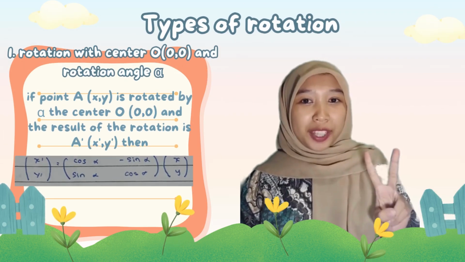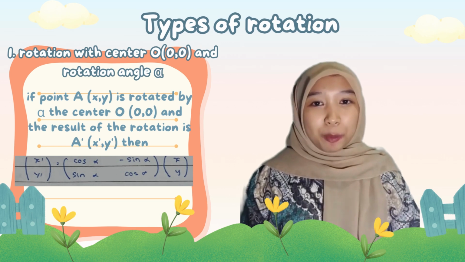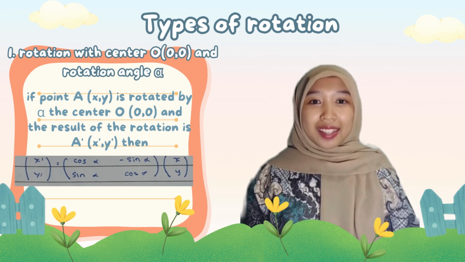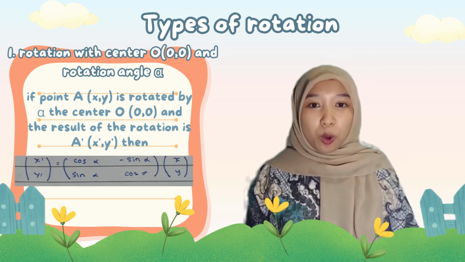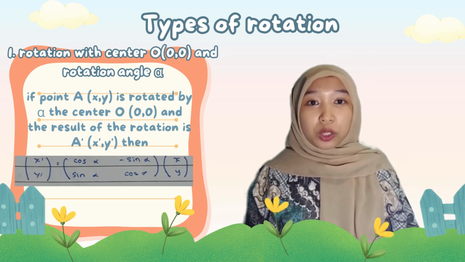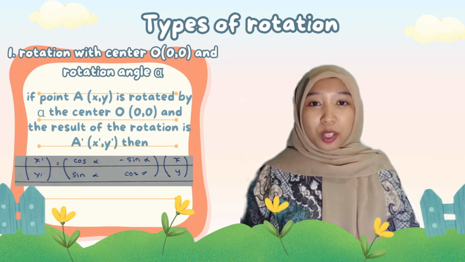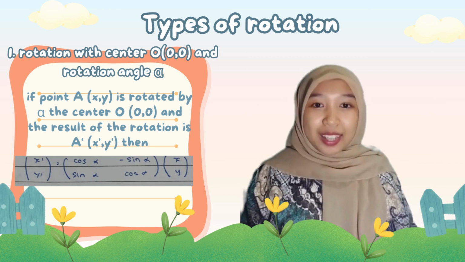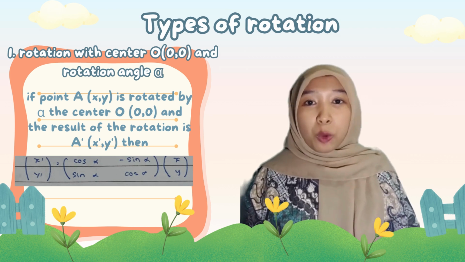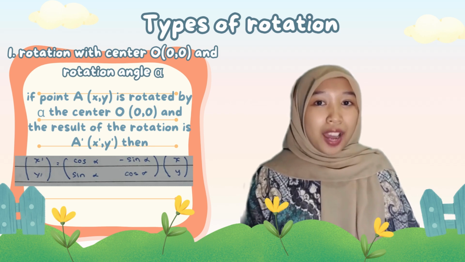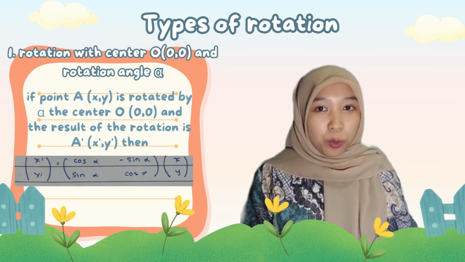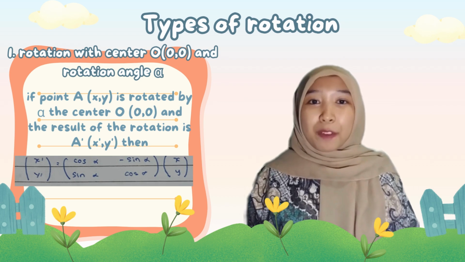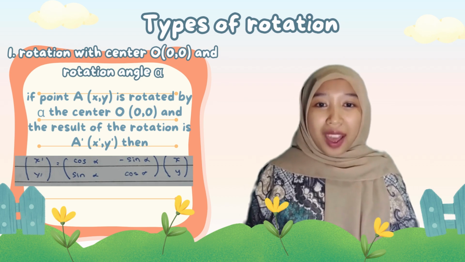There are two types of rotation. First, rotation with center point at the origin and rotation angle alpha. If point A (x, y) is rotated by the center O (0, 0), and the result of the rotation is A' (x', y'), then the vector (x', y') equals the product of the 2 by 2 matrix with cosine alpha and negative sine alpha in the first row and sine alpha and cosine alpha in the second row, multiplied by vector (x, y). The formula is like this.